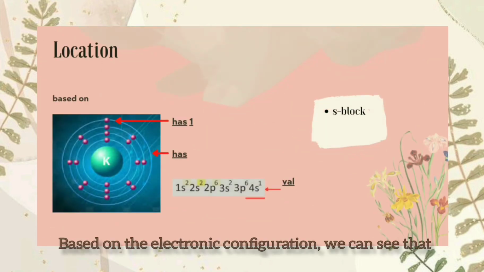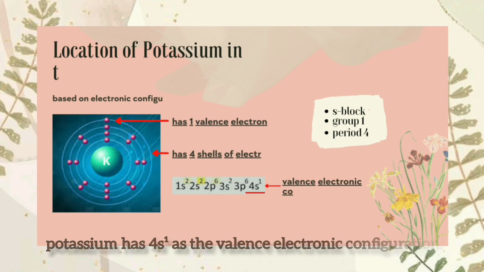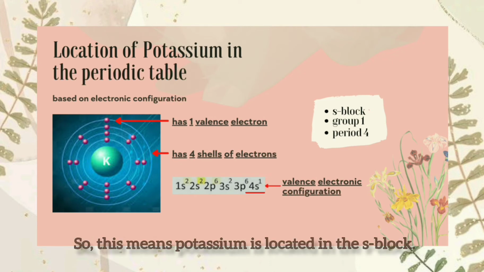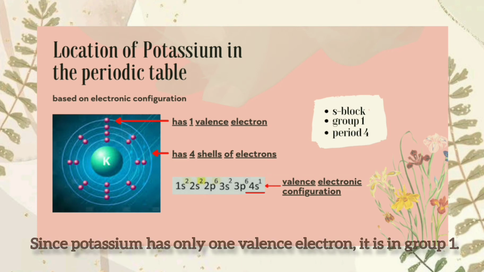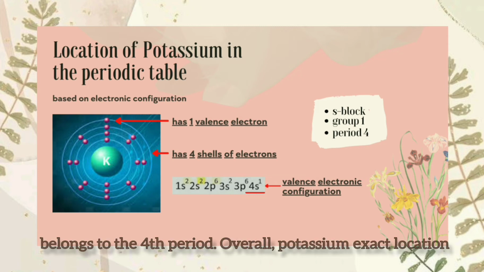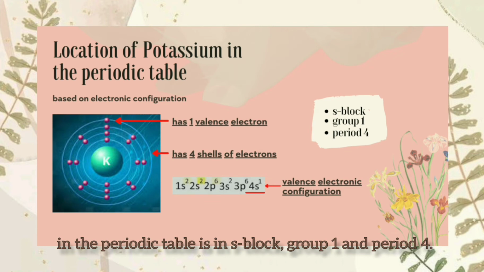Based on the electronic configuration, we can see that potassium has 4s1 as the valence electronic configuration. So, this means potassium is located in the s block. Since potassium has only one valence electron, it is in group 1. Potassium has 4 shells of electrons, therefore, potassium belongs to the 4th period. Overall, potassium's exact location in the periodic table is in the s block, group 1, and period 4.